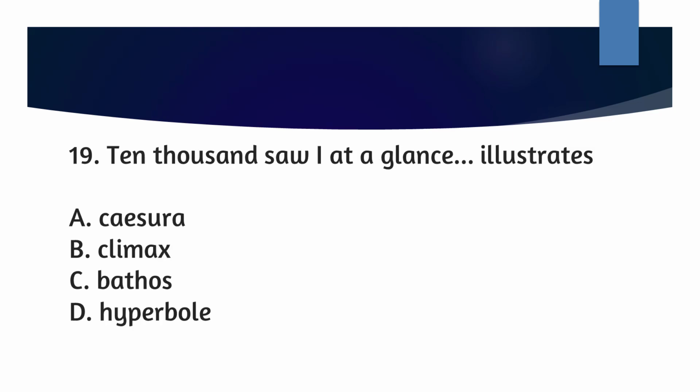Question 19. 10,000 saw I at a glance illustrates A. Caesura. B. Climax. C. Bathos. D. Hyperbole. The answer to this question is D. 10,000 saw I at a glance illustrates hyperbole.